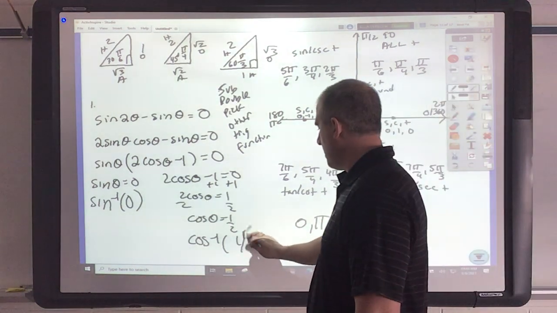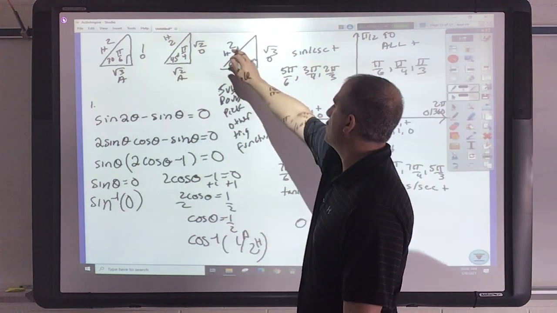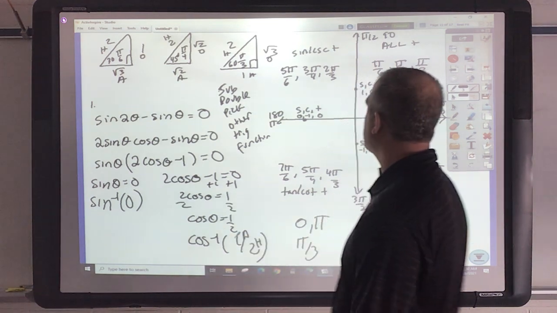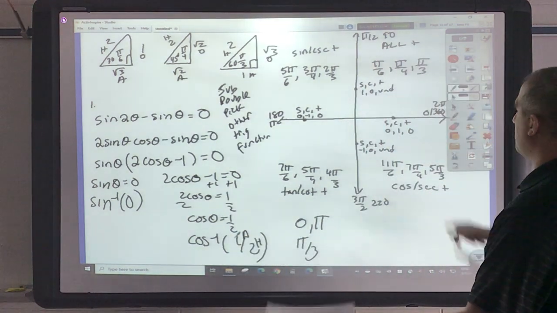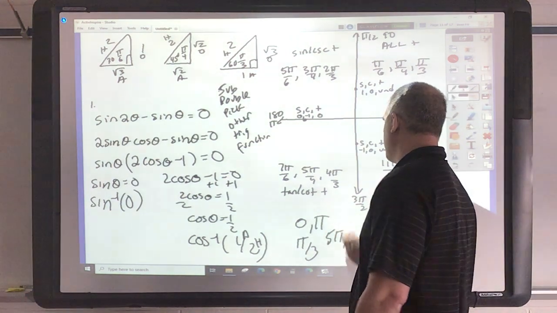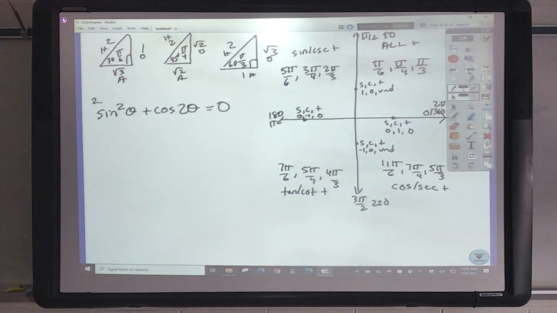All right, 1/2. So where is the A is 1 and the H is 2? That's at pi over 3. Since it is positive, I'm looking for the other time where it's going to be positive, which would be here, which would make that 5 pi over 3. Okay? All right, let's go to this one.